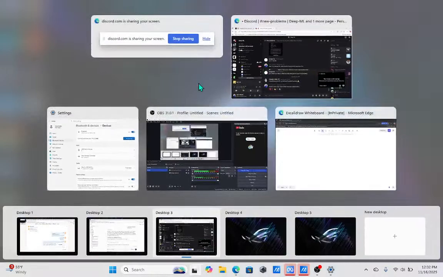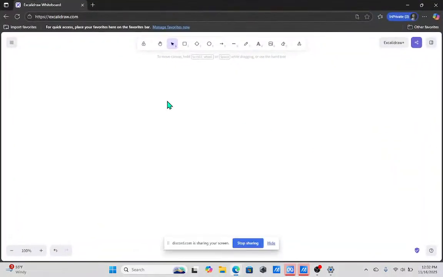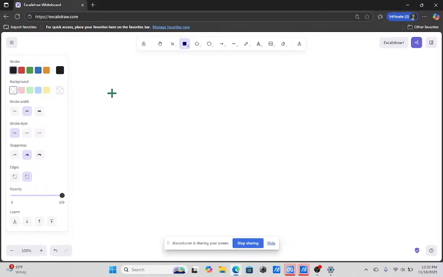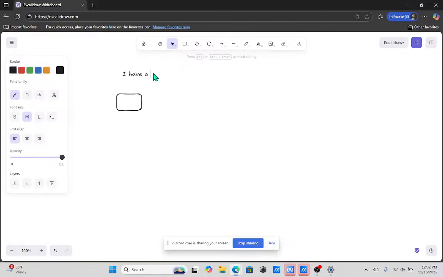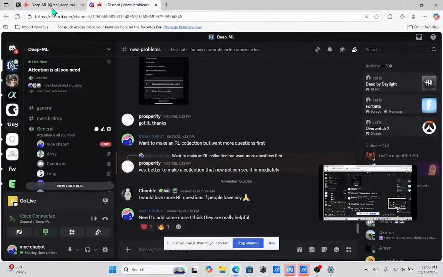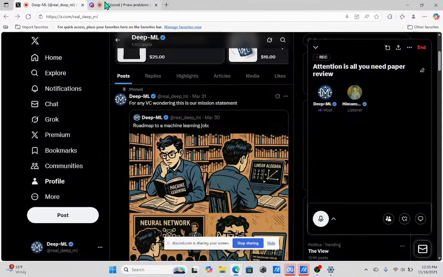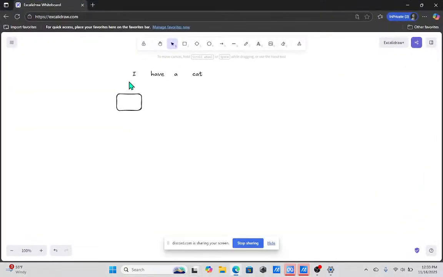Share my screen. Okay, so this will just be explaining the intuition behind the paper a little, and my understanding of it. Back in the day there were these things called RNNs, which I feel like people still learn about. We had a piece of text like "I have a cat," and we wanted to translate this.